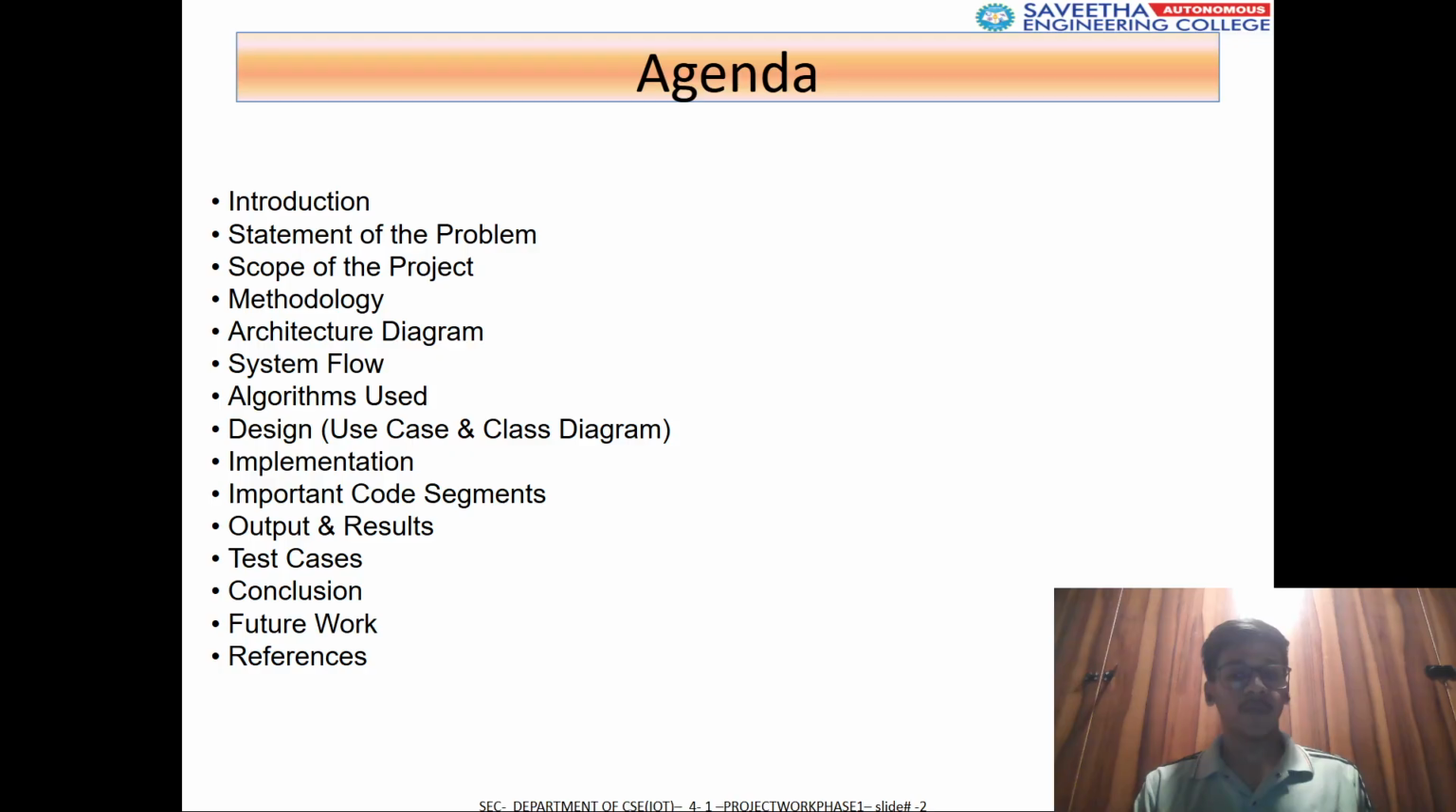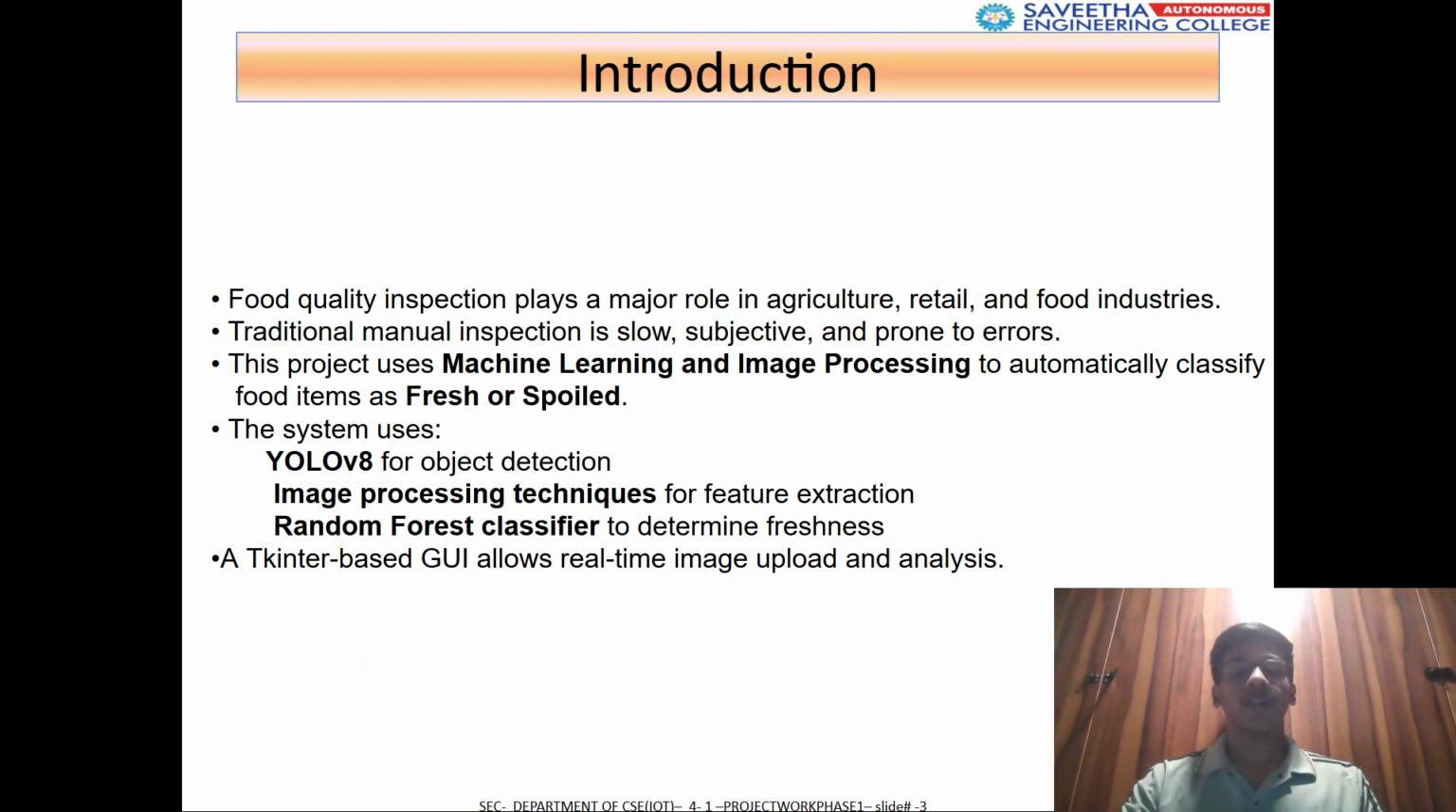Food quality inspection plays a major role in agriculture, retail, and food industries. Every day, millions of fruits and vegetables are inspected manually in farms, supermarkets, and food processing facilities. This manual inspection has serious drawbacks: it is time-consuming, inconsistent, error-prone, and costly, because it requires trained personnel and significant time investment. Different inspectors also make different judgments, so inconsistency arises.